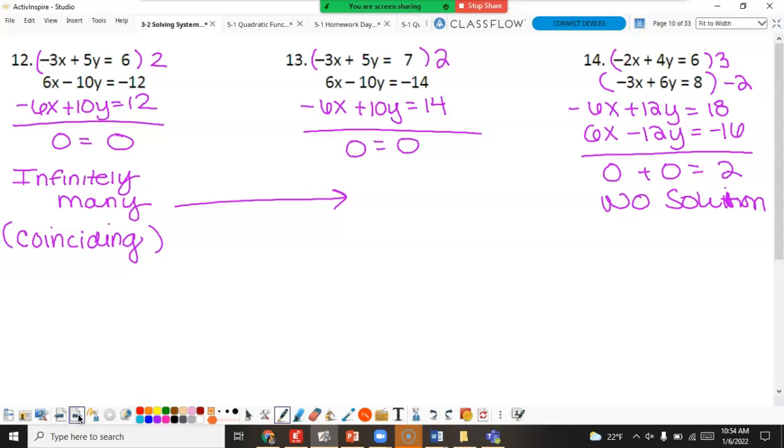In 12, if you multiply the top one by 2, you have to be careful because this time I get 0 equals 0, which is true. Therefore, instead of no solution, they're infinite solutions because instead of being parallel lines, when you graph them, it's one line.